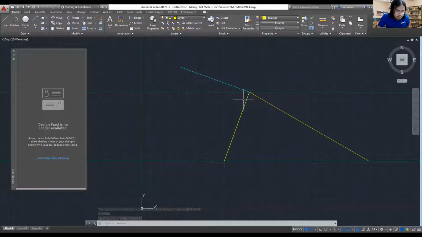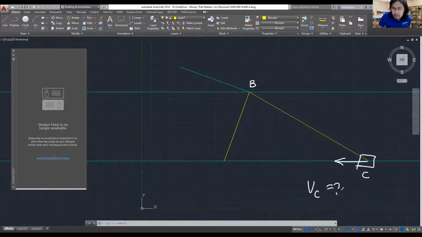And what we have to do now is, we're trying to find what? We're trying to find the velocity VC. So we have our link, our slider here. It's moving this way, and we want to find that. So we are interested in this link BC, and we're trying to find VC.